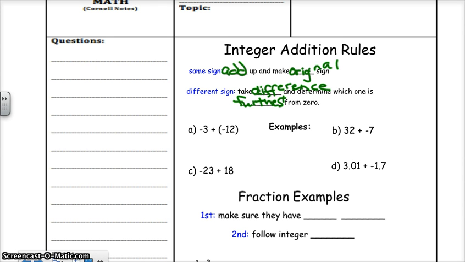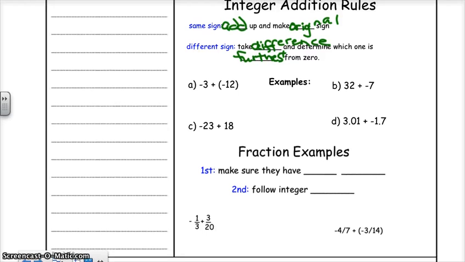So 2 rules that you always have to keep in mind. When I'm doing any kind of integer addition, I'm asking myself, are they the same sign or are they different? And then I follow the rules. Negative 3 plus negative 12, are they the same sign or different? They are the same. So I go 3 plus 12 is 15. Keep the original sign.